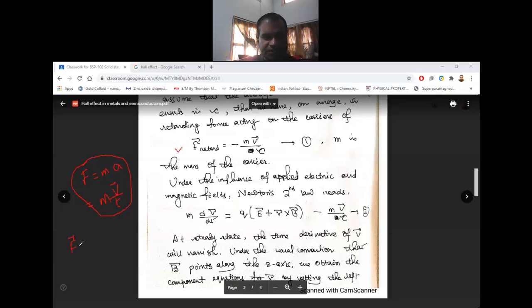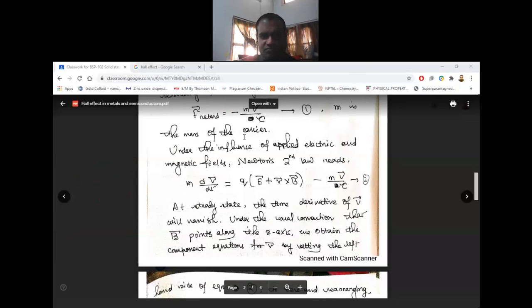So to be a bit precise, how can we write this expression for force? Since it is a retarding or opposing force, you have to include a negative sign: minus m v vector divided by t. In place of t, we use the average time between two consecutive scattering events, that is tau. That's it, nothing different. So that's equation 1. I hope you have understood how equation 1 can be written, where m is the mass of the charge carrier.